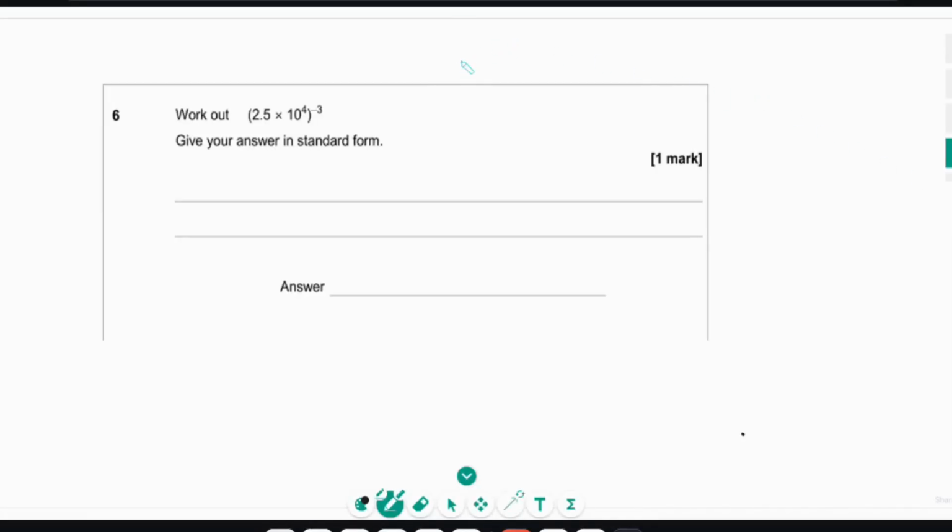Work out 2.5 times 4 all to the power -3. Well, this is the calculator paper, so I'm just going to type it in the calculator.